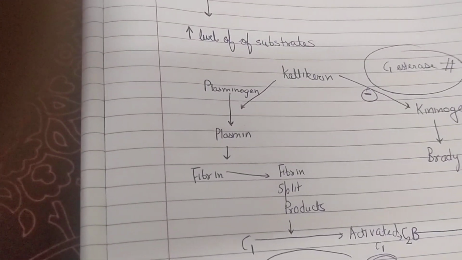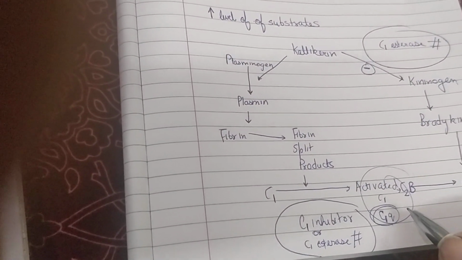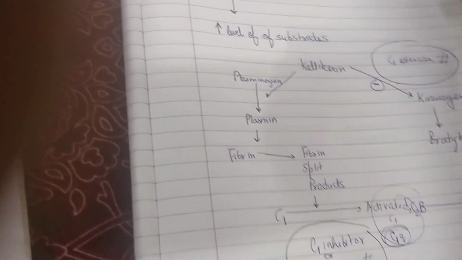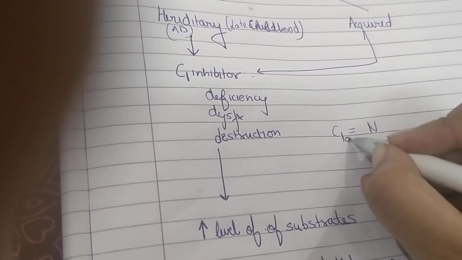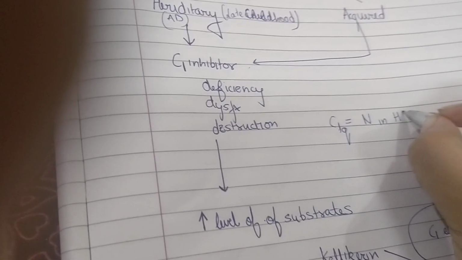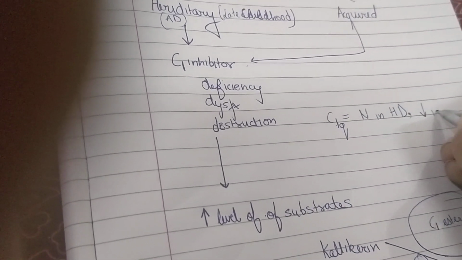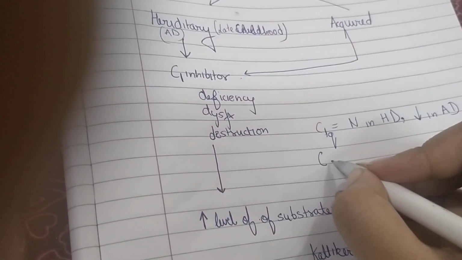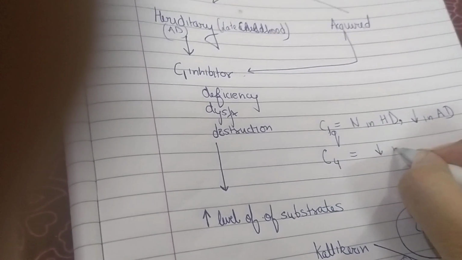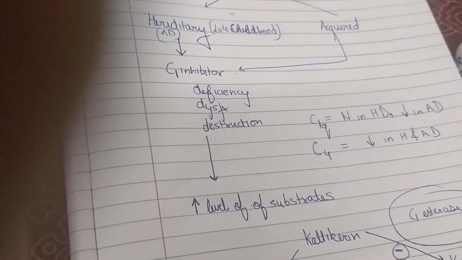So the interesting thing is the levels of C1q, which is activated C1, are normal in hereditary. The levels of C1 is normal, C1q, which is activated, is normal in hereditary angioedema, whereas its levels are decreased in acquired angioedema. And the levels of C4 are decreased in hereditary and acquired angioedema. So this is the main difference.